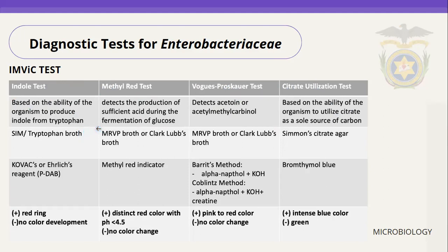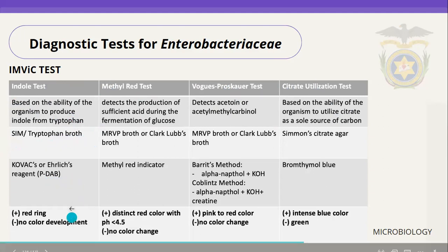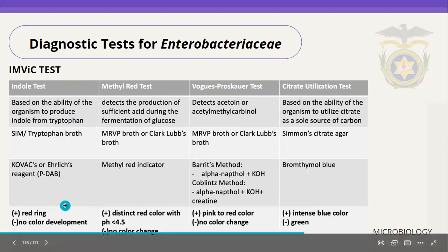This test is based on the ability of the organism to produce indole from tryptophan, and we use SIM or tryptophan broth for this test. And our reagents used here are Kovac's or Ehrlich's reagent, or PDAB. The positive result for the indole is a red ring, and the negative result is no color development.